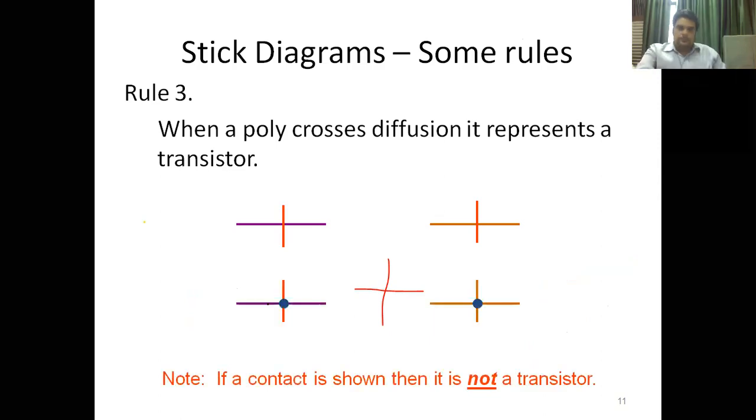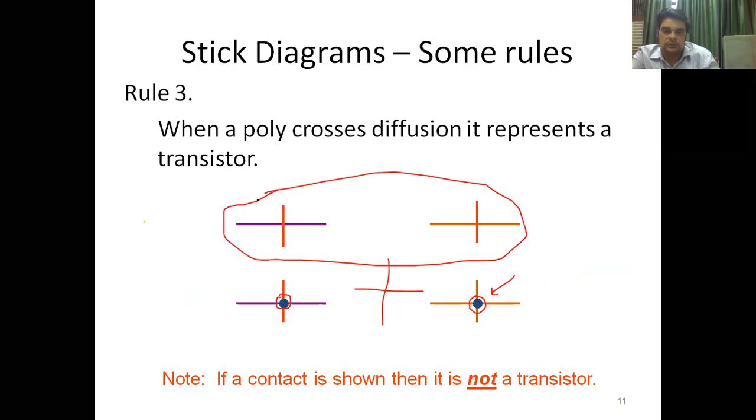If a particular contact is shown between the polysilicon and diffusion lines, then this is not a transistor. If the connection is not shown, like here, these are transistors, but if the connection is shown explicitly, like here, it does not represent a transistor. You need to remember this.